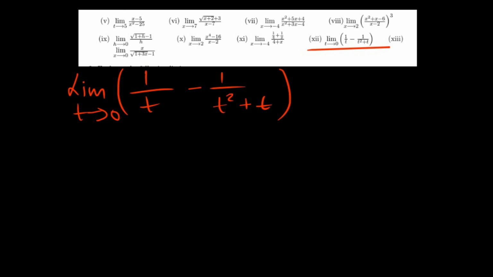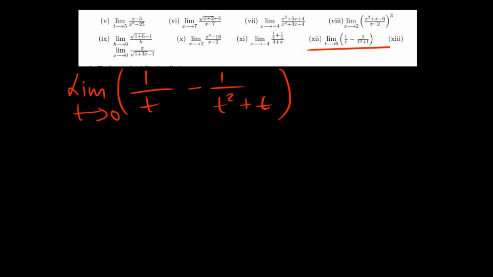Now let's look at question 12. Here we have the limit as t approaches 0 of 1 over t minus 1 over t squared plus t. Now this question is very funny because if you try to substitute for t, you're going to have denominators of 0, 1 over 0 minus 1 over 0, so we can't simplify those ones. Okay, so what can we do?